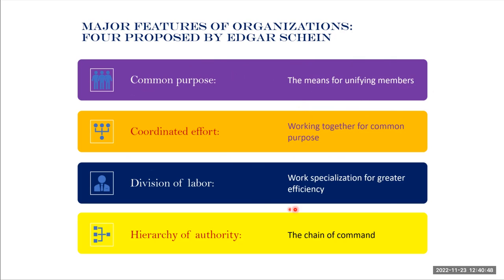The division of labor, how do you specialize? Is it just two people doing everything? Is it one person doing everything? Is it like 5,000 people each specialized in some area who are contributing to greater efficiency? And then the hierarchy of authority, the chain of command. How is the corporation or the company organized? Is it very hierarchical? Is it flat? All these form features that Edgar Schein basically identified.